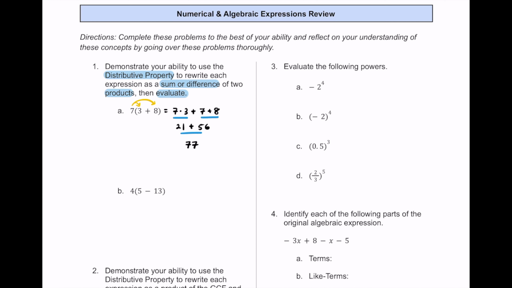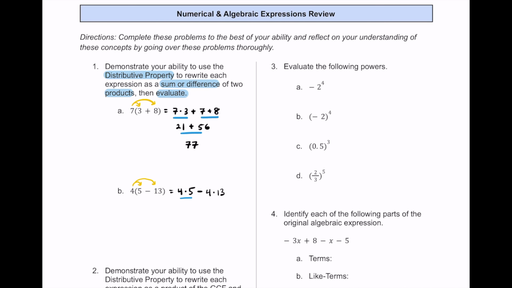For the second one, we have 4 times the quantity of 5 minus 13, or the difference of 5 and 13. Using the distributive property first, we're going to say there are 4 of these 5, so we should say that this is going to be 4 multiplied by 5. Then we're going to take away the product of 4 and 13. So I'm going to say minus 4 times 13. So we have two multiplication problems here.